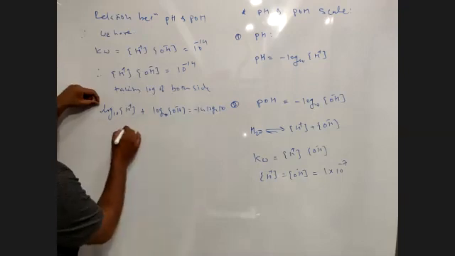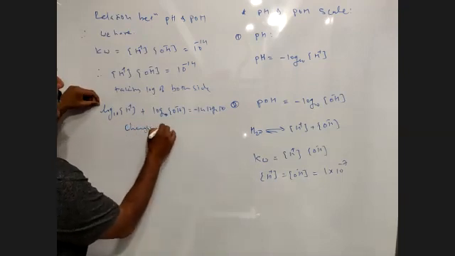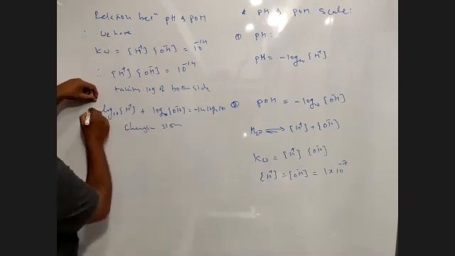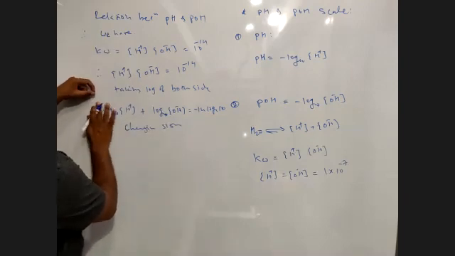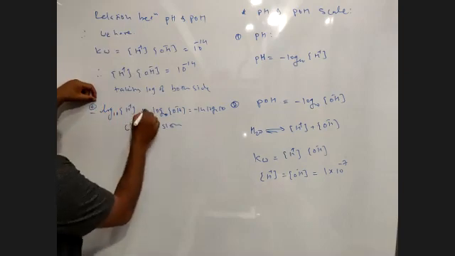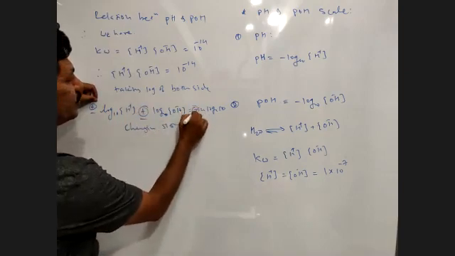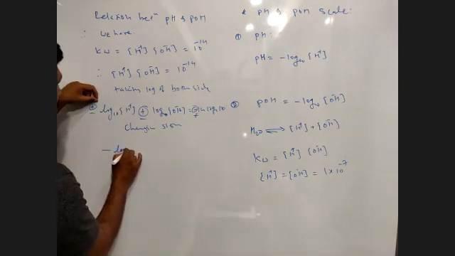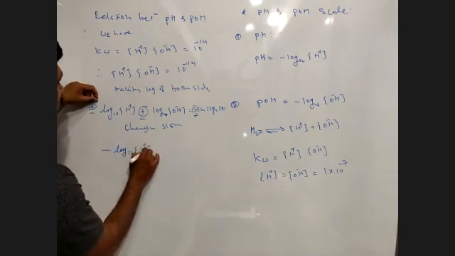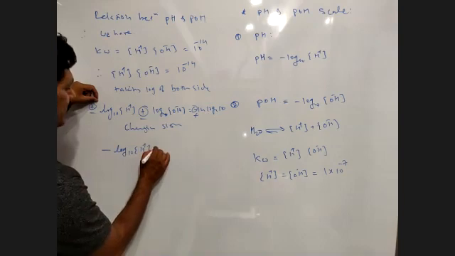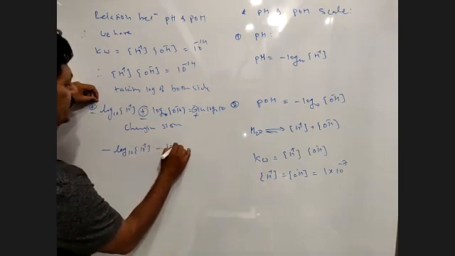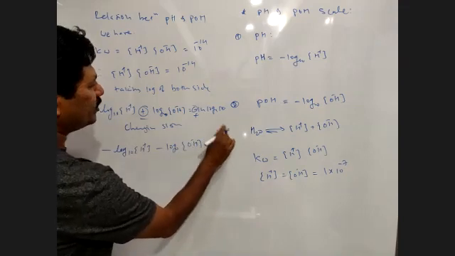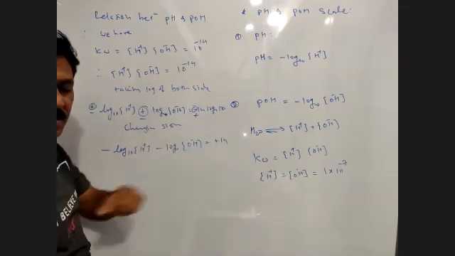So now changing signs. जहाँ पे पॉजिटिव वहाँ पे नेगेटिव करते हैं, जहाँ पे नेगेटिव वहाँ पे पॉजिटिव करते हैं. This is positive converted to negative, and this is negative converted to positive. So what will happen here? Minus log base 10 of H plus ion concentration, minus log base 10 of concentration of OH minus ion is equal to plus 14. Log 10 is 1. So 14 आएगा.